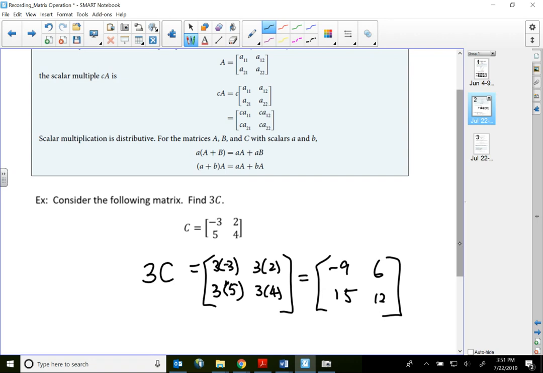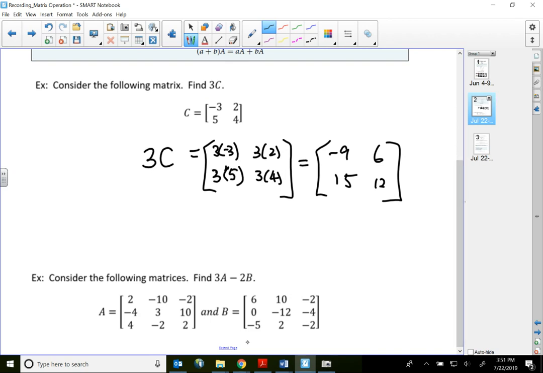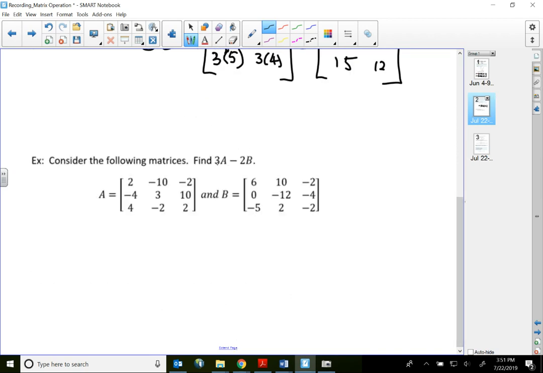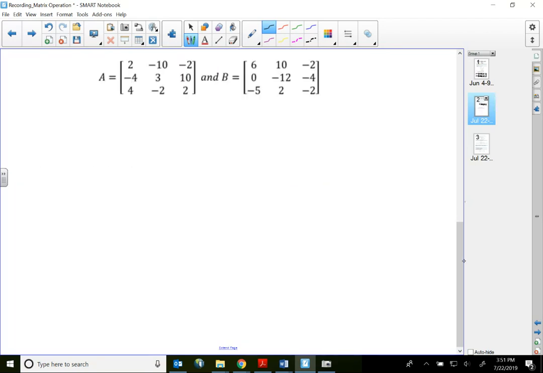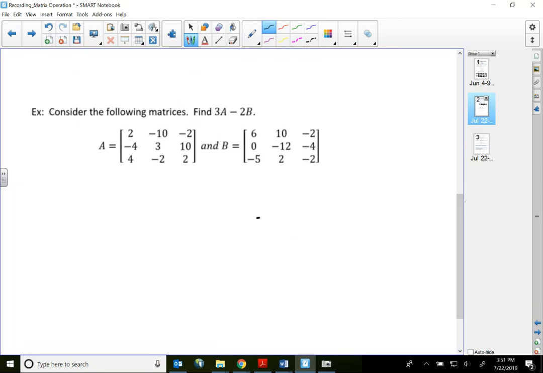All right, let's do scalar multiplication and subtraction here. So 3 times A minus 2 times B. Let me figure out what each one is first, okay? And then we can subtract them. So let's do 3 times A. Take the number 3 times every one of these entries.